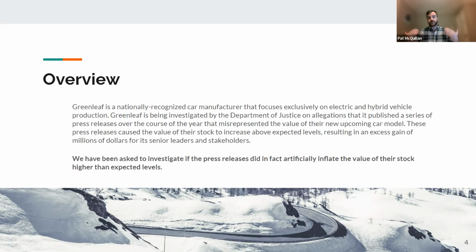And so these investors bought more and more of their stock. And what happened was their stock went higher than it should have gone because the press releases weren't accurate. And all of their executives who are compensated through stock all of a sudden became filthy rich. And these executives happen to be the same people who wrote those press releases. So the Department of Justice is investigating them, and they are pretty confident that they committed fraud.